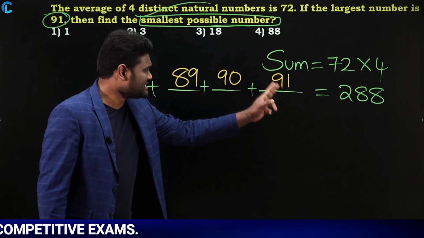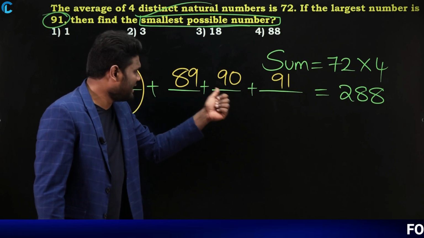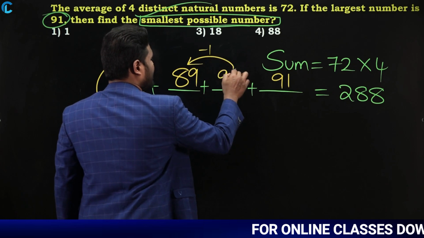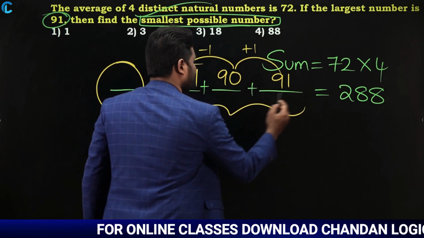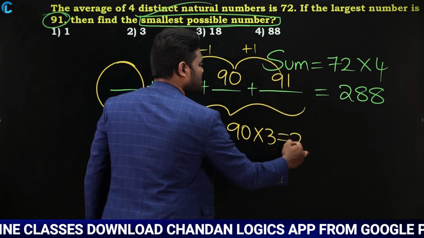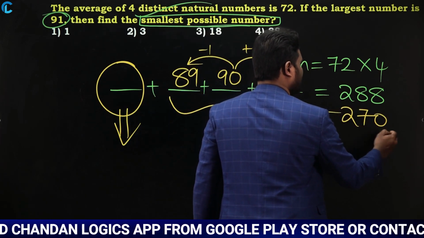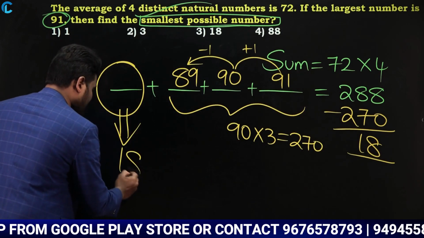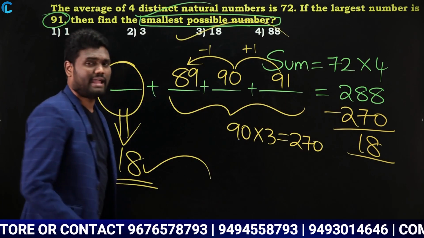That is the reason, if this is 91, as the question is saying distinct numbers, this should be 90 and this should be 18. Now if you observe here, this is 1 less than 90 and this is 1 more than 90. Can I say the sum of these numbers is nothing but 90 into 3? So 90 into 3 is 270. If you subtract 270, we get a difference of 18, which means this number is going to be 18. So the answer for this question is 18.